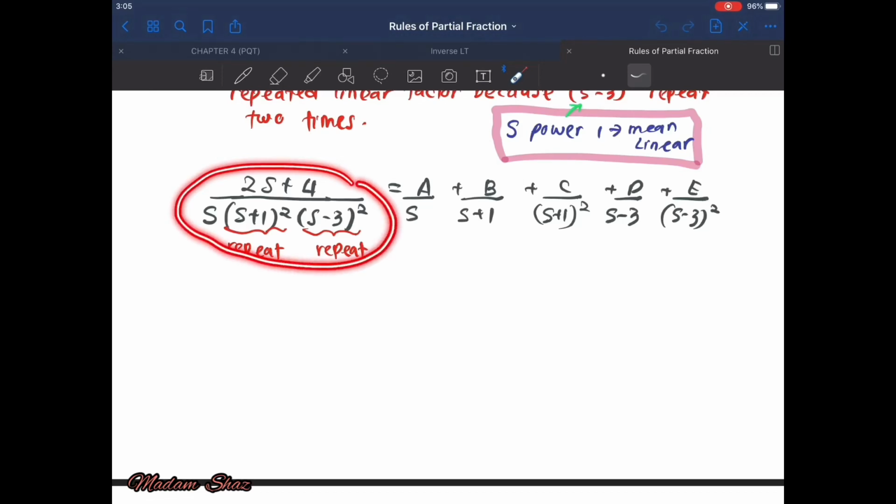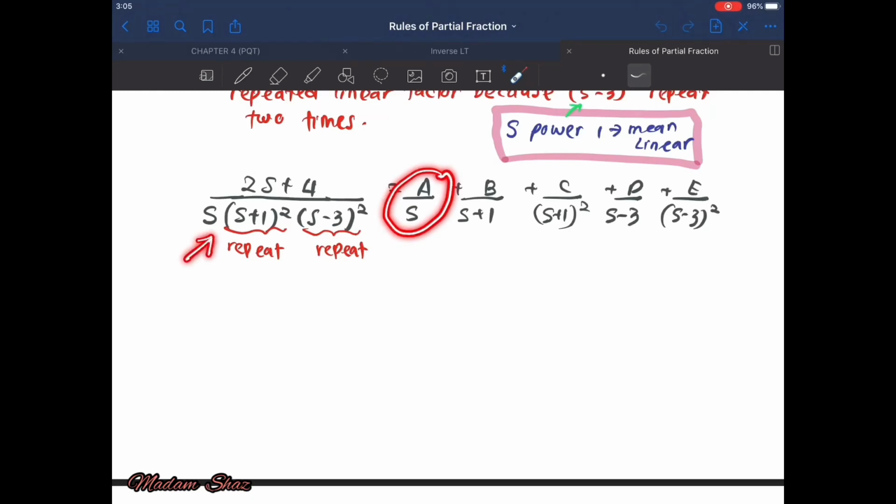We have 2s plus 4 divided by s with the power of 1 multiplied by s plus 1 with the power of 2. So this one is a repeated linear term. Multiplied by s minus 3 with the power of 2, also a repeated linear term. Our partial fraction will become A over s, because s is with the power of 1, plus B over s plus 1 with the power of 1, plus C over s plus 1 with the power of 2, because s plus 1 here is repeated 2 times, plus D over s minus 3 with the power of 1, plus E divided by s minus 3 with the power of 2, because it is repeated 2 times.